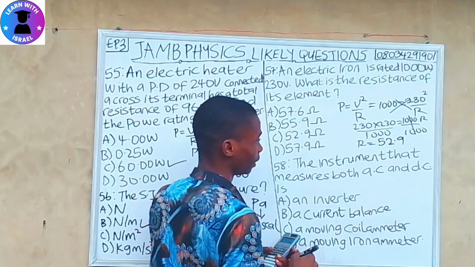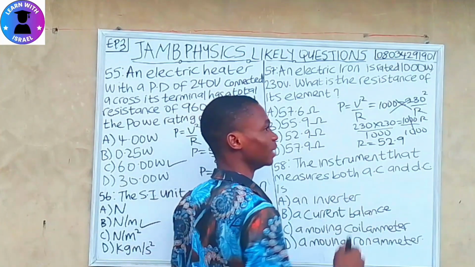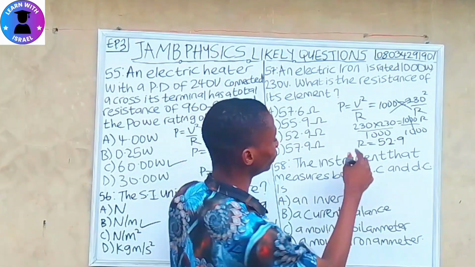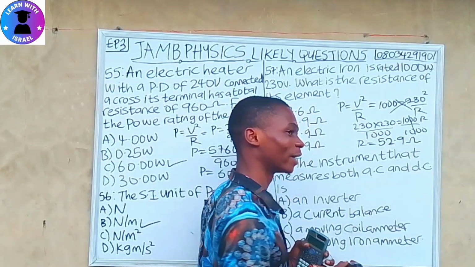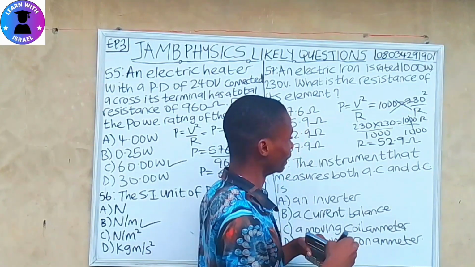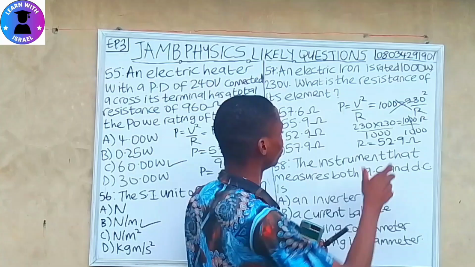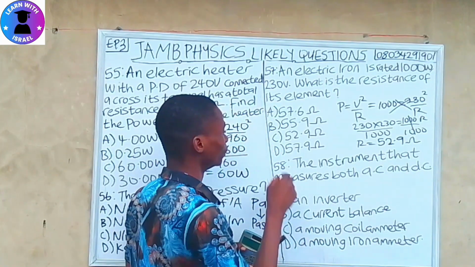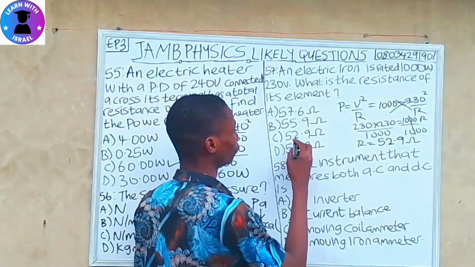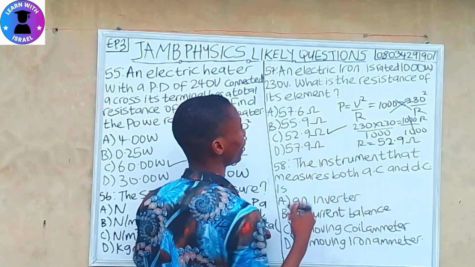That is the correct answer, but it is not correct if you don't add the unit. The unit of resistance is ohms. If you forget the unit, there's no way you get the answer. The unit of resistance is ohms. So the correct answer is 52.9. And if we check our options, yes, we can find in option C, 52.9 ohm, which is the correct answer.